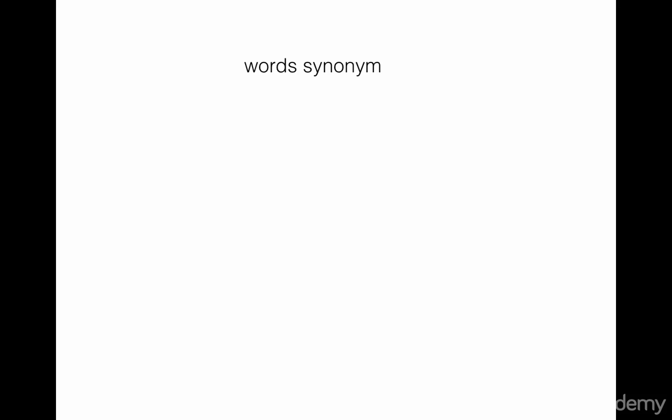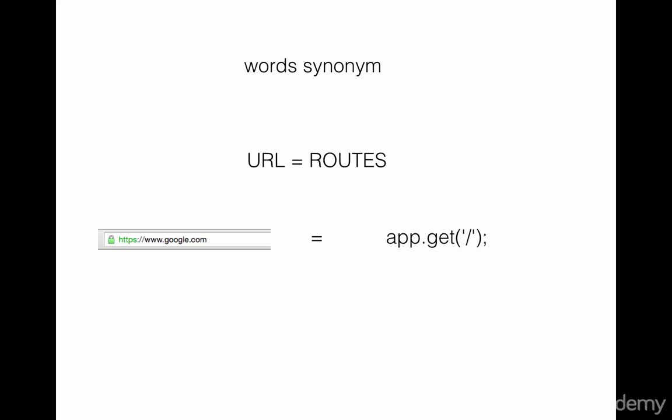There are also some word synonyms. Just want to let you know, URL is equivalent to routes. You see, this is the URL and it is equivalent to the code on the right side. So nothing to be confused about. It's very simple. Later on, once we write more URLs, or routes to be more specific, you will understand how it is actually done. So don't worry.